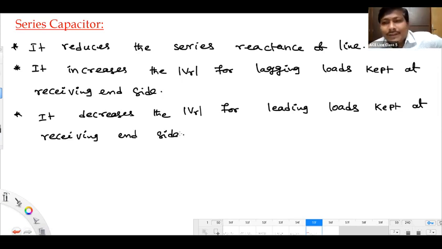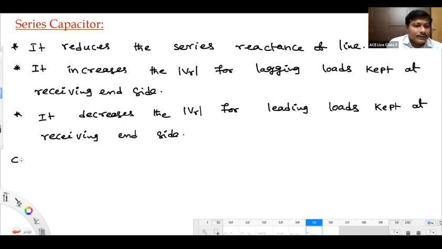Okay, fine. So I will explain both statements, what we have written: what will happen for the lagging load as well as what will happen for the leading power factor load. Okay, let's move ahead, with two cases again: case one without series capacitor and case two with series capacitor. And we'll see how the receiving end voltage magnitude is going to change.